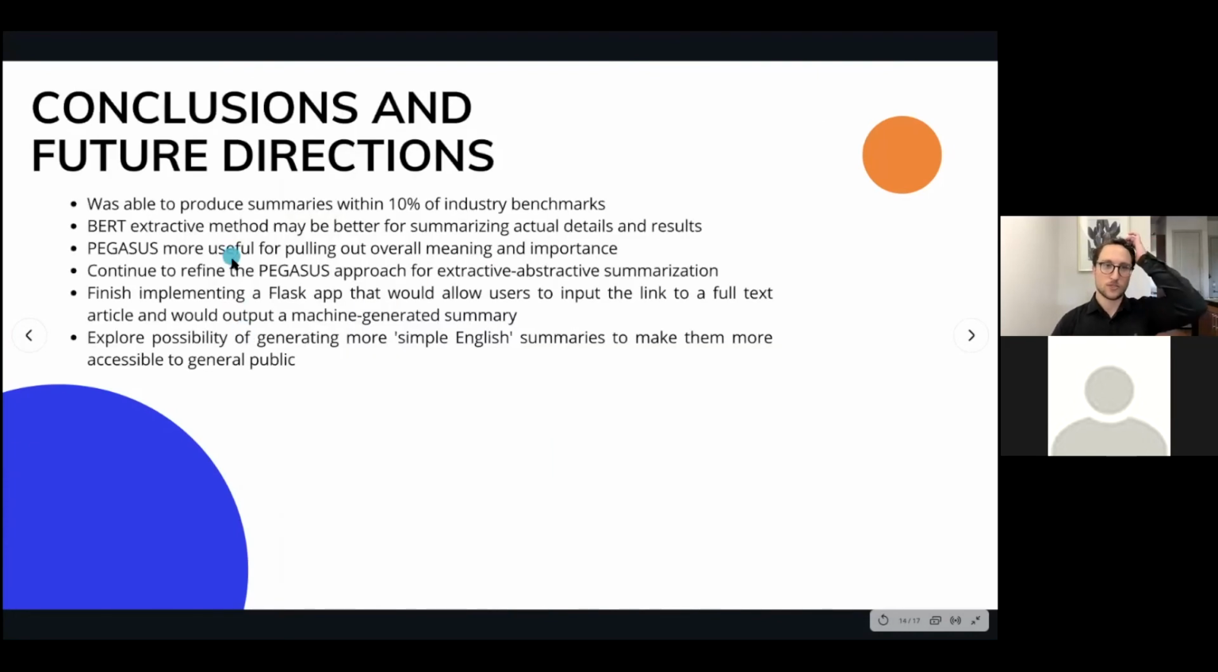So I was able to produce summaries within about 10% of industry benchmarks, but they were very distinct in their results. The BERT extractive method was much better for pulling out the real details and results of a paper, whereas PEGASUS was really good at capturing the overall meaning and the importance of what was in the contents of the paper. I hope to continue to refine the PEGASUS approach, and I finished implementing it in a Flask app that would allow users to input a full text article and it would generate a machine-generated summary, and hopefully I would be able to generate those summaries in simple English to make them more accessible to the general public.